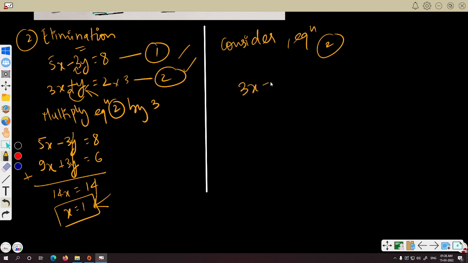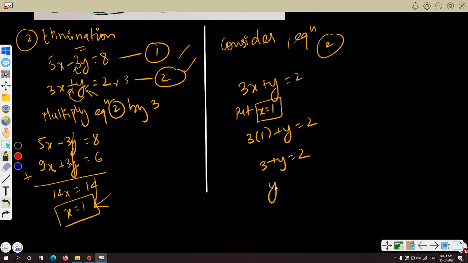And what is it? 3x plus y is equal to 2. Put x is equal to 1 in this. So the equation will be 3 into 1 plus y is equal to 2. So this is 3 plus y is equal to 2. y is equal to 2 minus 3, which is minus 1. So the value of y turns out to be minus 1.